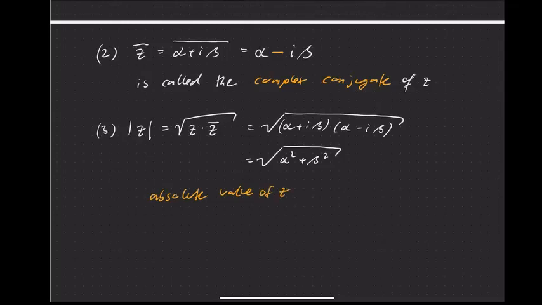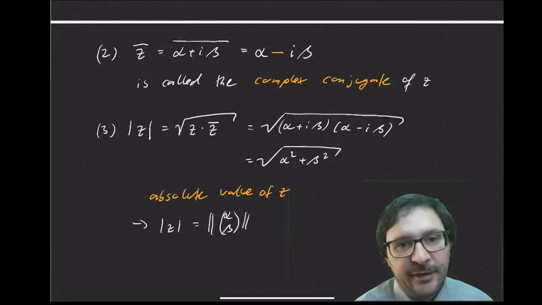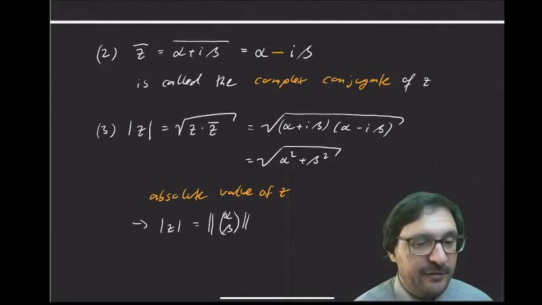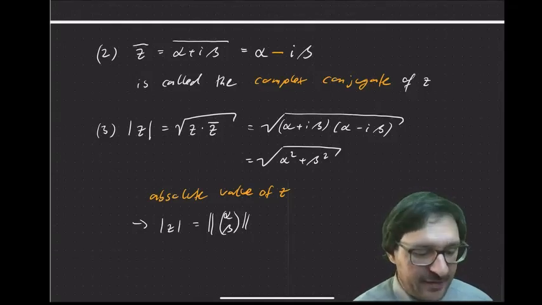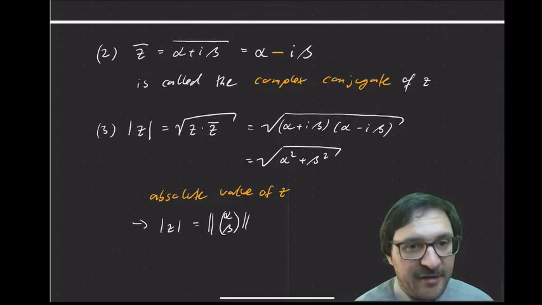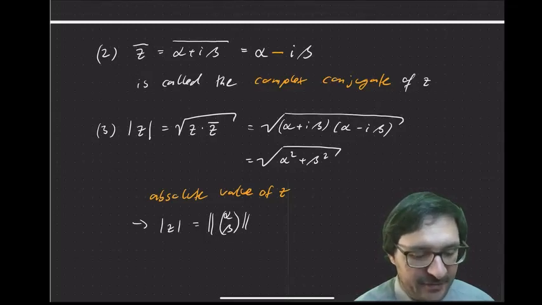And you will notice that this absolute value of z is the same as the norm of the vector alpha, beta. So basically, if you say a complex number is basically a vector with 2 components, then the absolute value is just the length of that vector. So that's how that is defined.